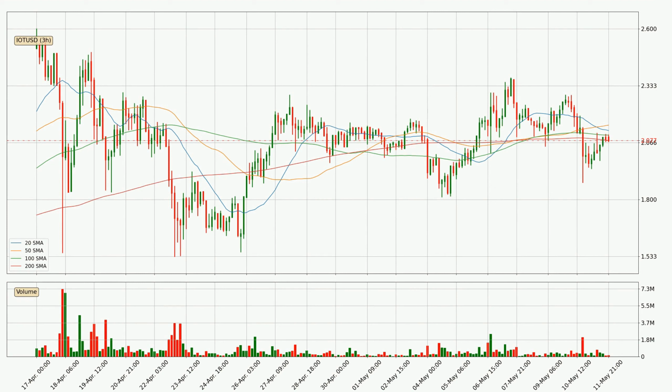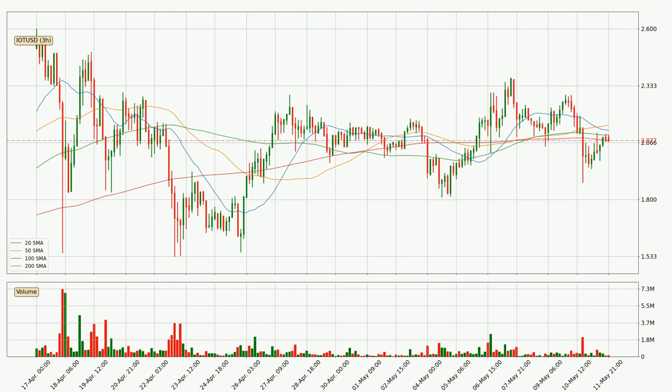If the price bounces off the 200 SMA, which is currently at 2.08, it could be seen as a support, and the 100 SMA that is at 2.1 could be seen as a resistance to the upside. Breaking either way signals a possible further move in the corresponding direction.